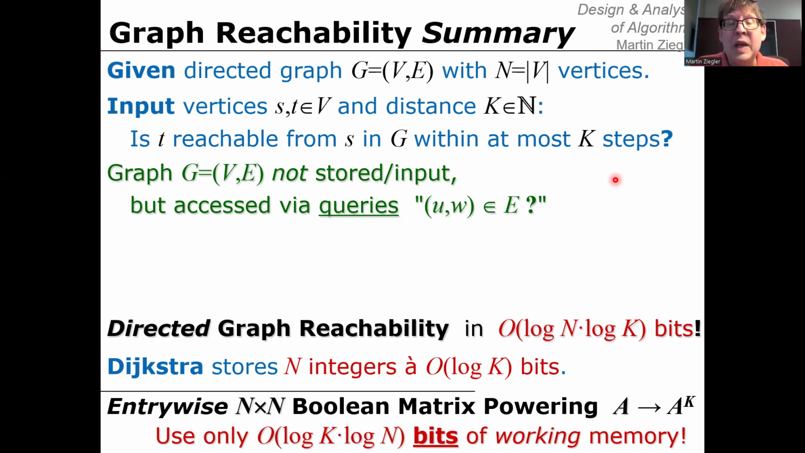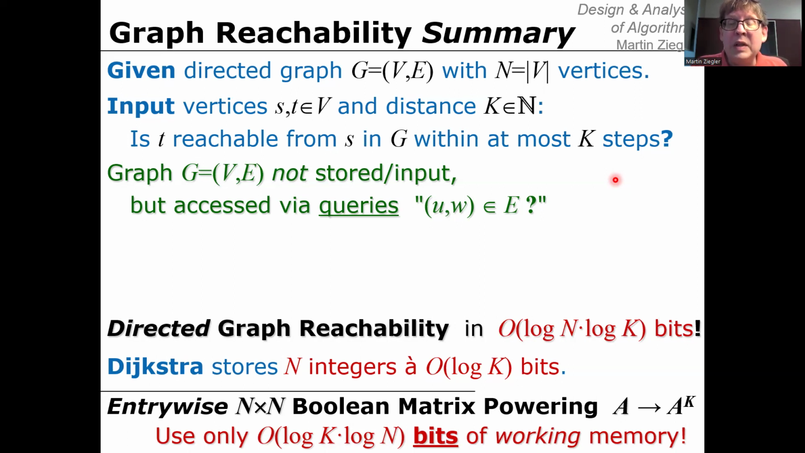Maybe observe that k can be at most n, right? Any vertex that cannot be reached within n steps cannot be reached at all. So in the worst case, the memory use of our algorithm is log squared of n. And a possible improvement would be only log n, not squared.